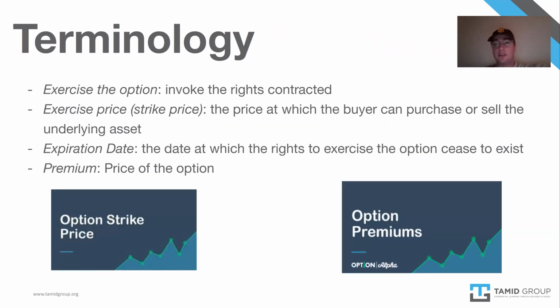So we'll go over some basic terminology. When you exercise an option, you invoke the rights contracted. Essentially, if the contract says you're going to buy 100 shares at a certain price, and you exercise it, you'll buy the 100 shares at that price. The exercise price, also known as the strike price, is the price at which the buyer can purchase or sell the underlying asset. The expiration date is the date at which the rights to exercise the option cease to exist. And the premium is the price of the option.